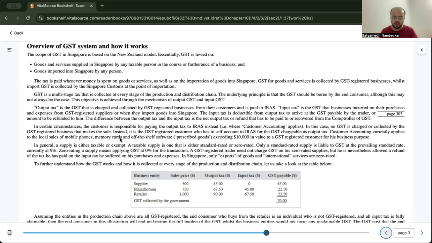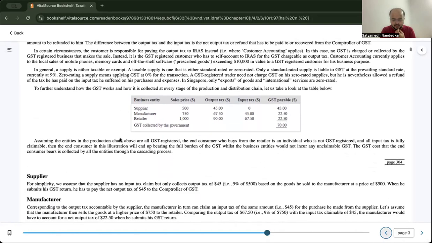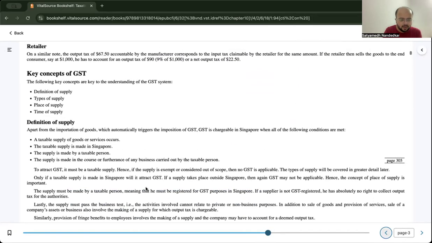production and distribution chain, let us take a look at the table below. We have seen it through our example how GST is levied at each stage and how tax paid at the previous stage can be allowed to be deducted from the tax to be paid at the later stage. For simplicity, we assume that the supplier has no input tax claim but only collects output tax of 45. See, they were looking at this example: supplier, manufacturer, retailer, and what will be the amount of GST payable.